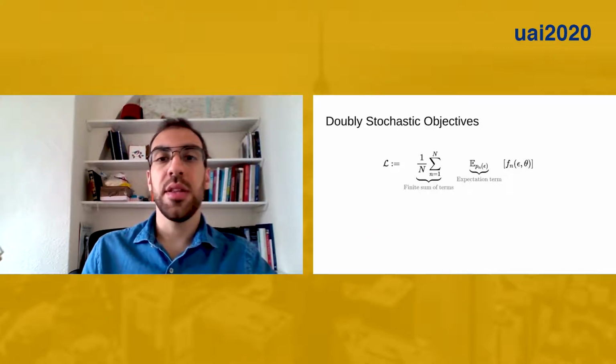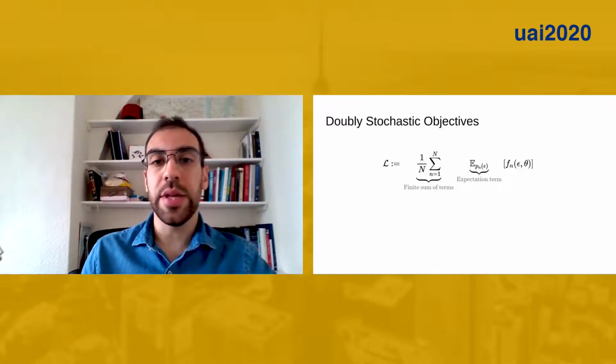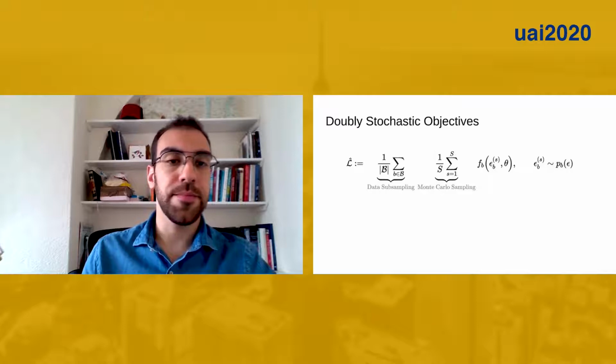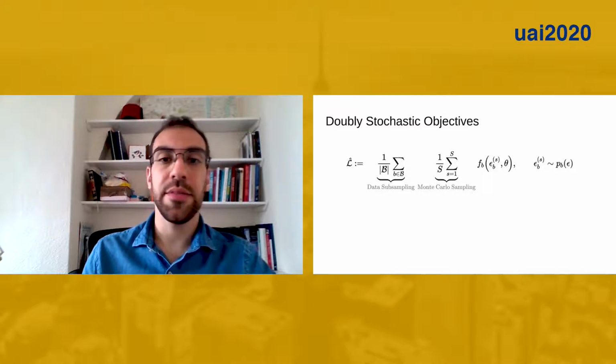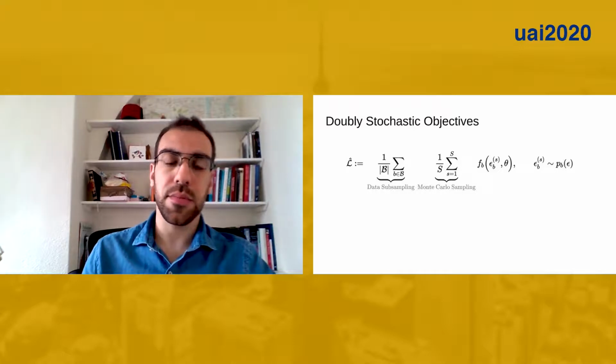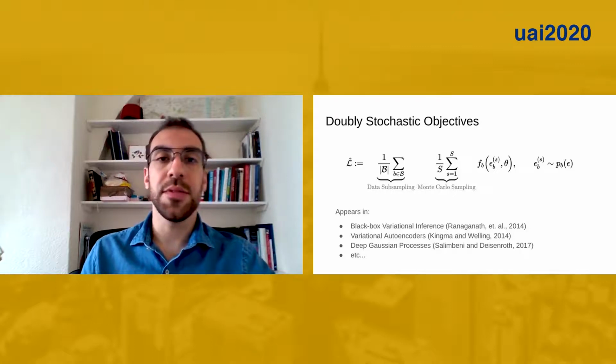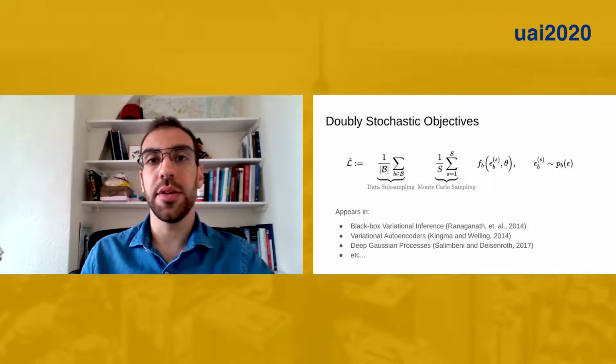Doubly stochastic objectives take the form of a finite sum over expectation terms. This type of objective can be estimated without bias by subsampling the finite sum and evaluating the expectation with Monte Carlo sampling. Monte Carlo sampling can be done by generating a base randomness epsilon in this case and evaluating the individual expectations with Monte Carlo averages. Subsampling can be done by choosing a mini batch over all the sum elements, summing over that mini batch, and scaling accordingly. This type of objective is very prevalent in variational inference literature, such as black box VI, deep Gaussian processes, and variational autoencoders.